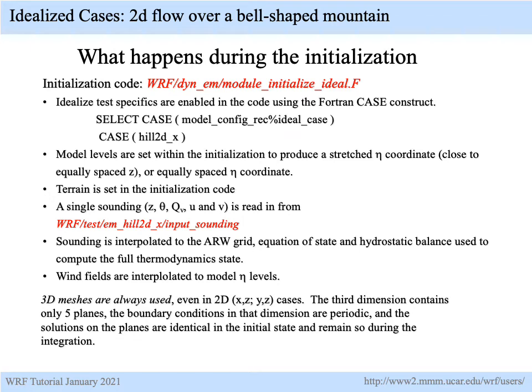The code producing the initial state for the hill2d_x test case is found within module_initialize_ideal.F. Everything needed to produce that initialization is contained within that code. Model levels are set in that code to produce a stretched eta coordinate, which is nearly equally spaced z, or one could go inside the code and modify it to produce equally spaced eta coordinates. The terrain is set in that code.